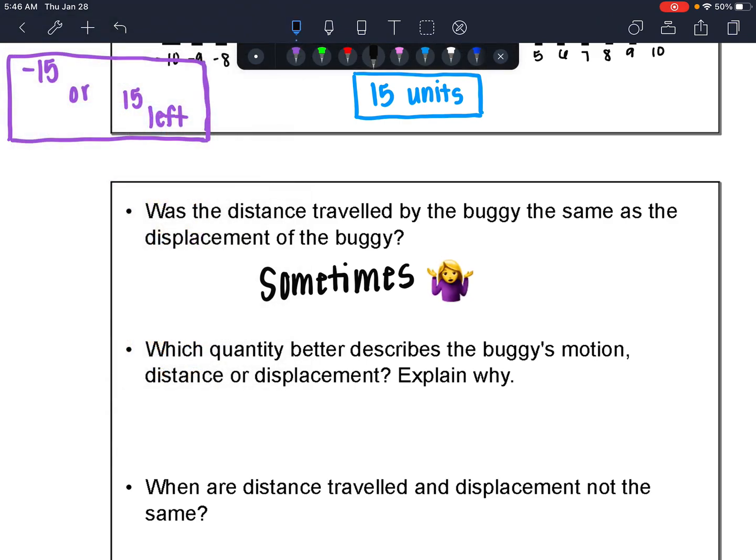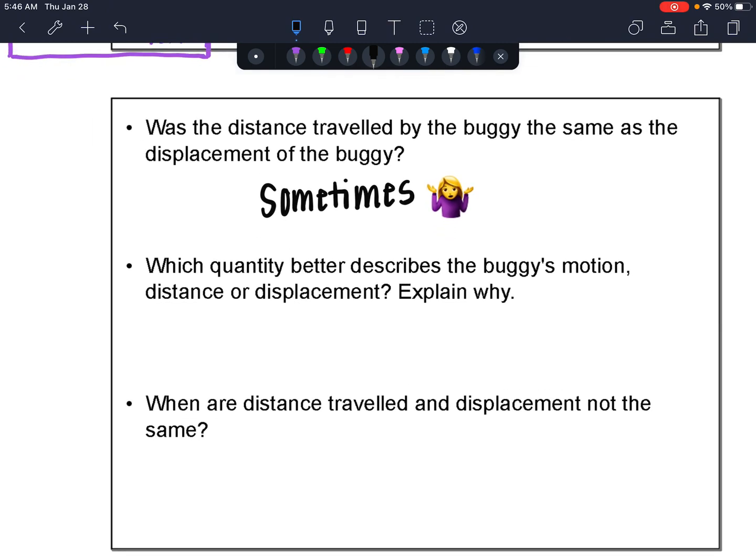But yeah, so sometimes distance and displacement are the same thing. Which quantity better describes the buggy's motion, distance or displacement? I guess the key word here is motion, and not travel. If it was travel, I guess I'd say distance, but for motion, I guess I want to know what the direction of motion is.